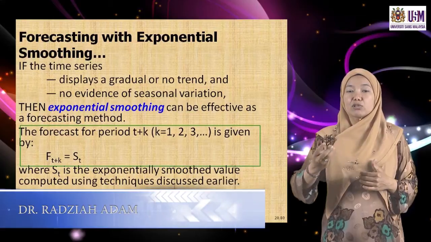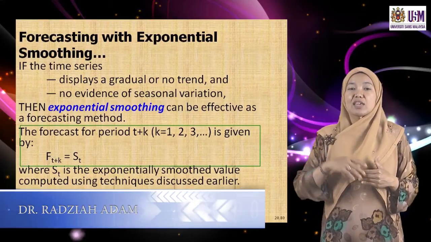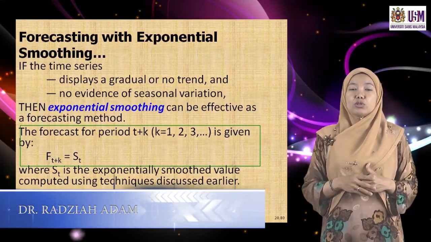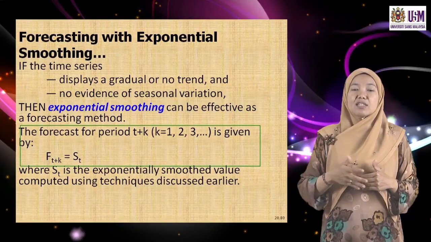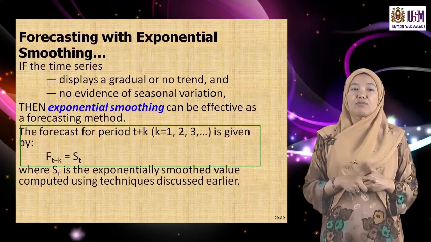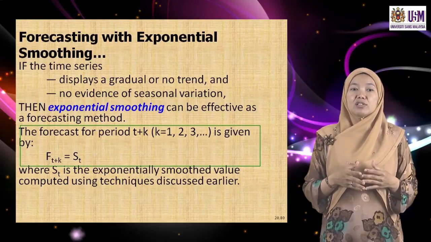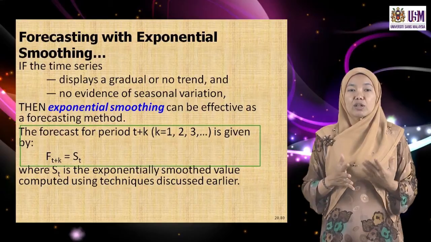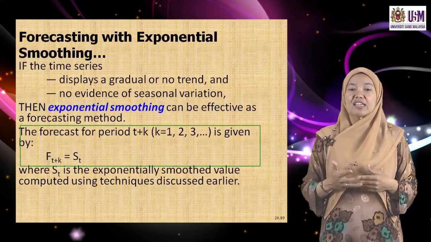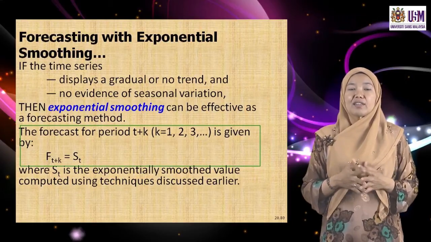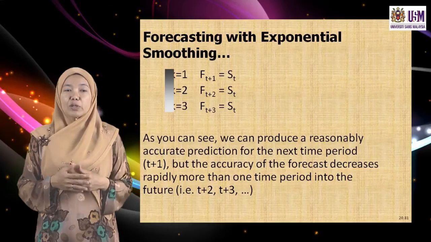So K equals 1 means the current period plus 1, that means the next period. K equals 2 refers to the current period plus 2 in the future. K equals 3 means the current period plus 3 periods in the future. So the forecast for period T plus K is given as capital F, which equals capital S with subscript T, where capital S is the exponentially smoothed value computed using the technique that we already discussed in the earlier part.